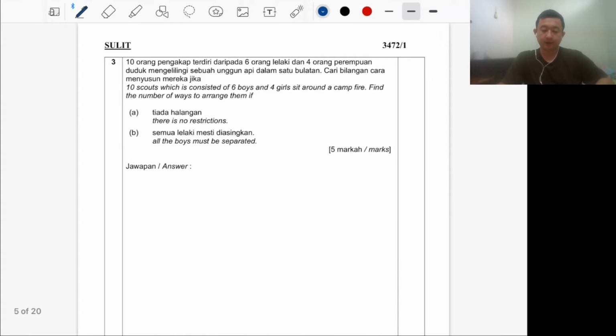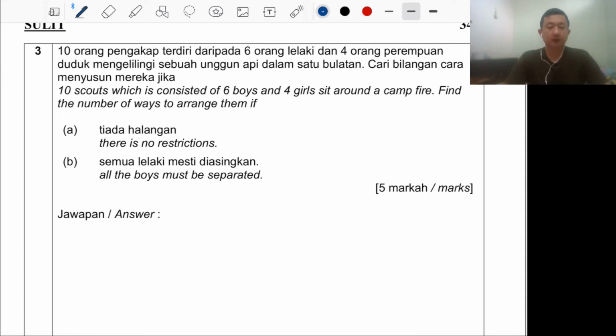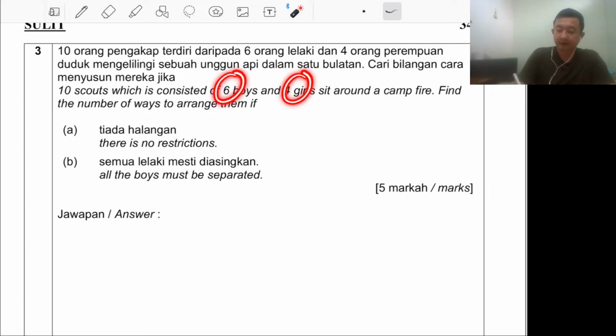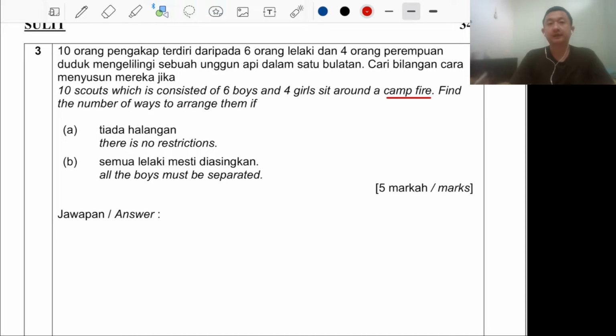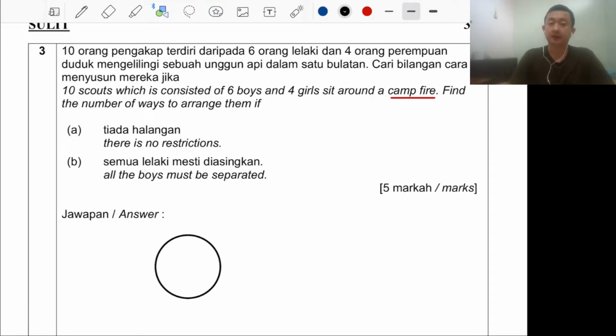Okay, we go on. Number 3. 10 scouts, which consist of 6 boys and 4 girls, sit around a campfire. This is very important: a campfire. How will the scouts be sitting in a campfire? In a circle. So it must be a circle. The way to arrange it in a circle, right?